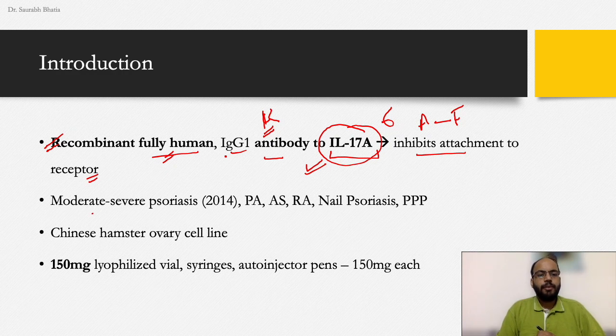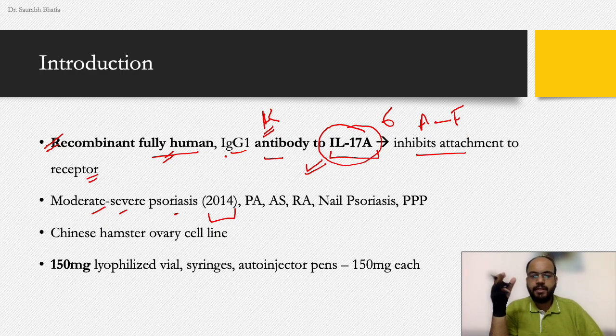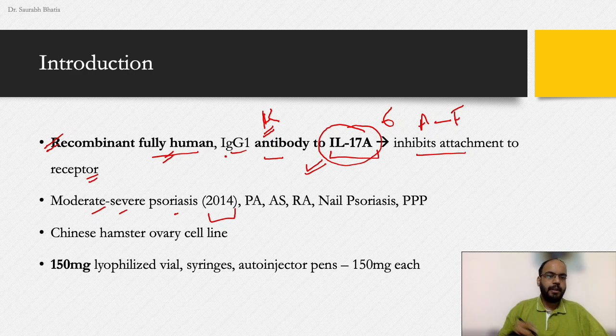Now, it has been approved for moderate to severe psoriasis in 2014, and it is one of those few indications where a biological has been approved for psoriasis first and then approved for rheumatoid arthritis or other non-dermatological uses. Most of the time in the previous presentations we have seen that the biologicals were approved for other indications first, and then subsequently their use has been found in psoriasis. But like Ixekizumab and like Secukinumab, these biologicals were first FDA approved for psoriasis and then subsequently for other indications, namely psoriatic arthritis and ankylosing spondylitis, nail psoriasis, and pustular psoriasis. Palmoplantar psoriasis also.